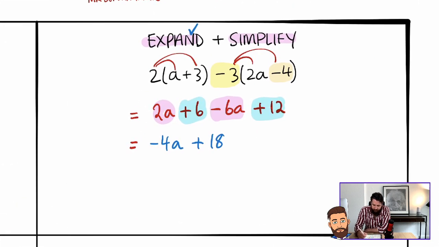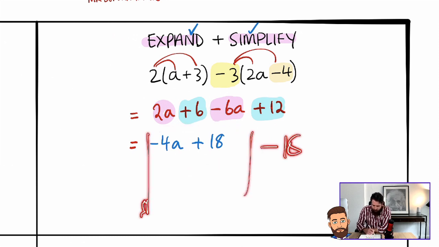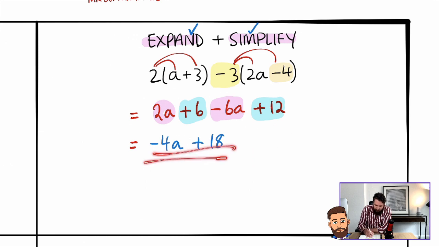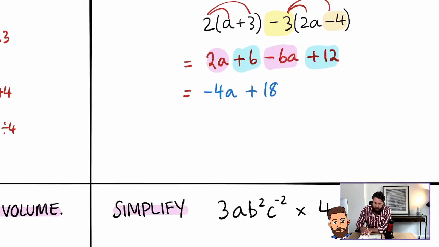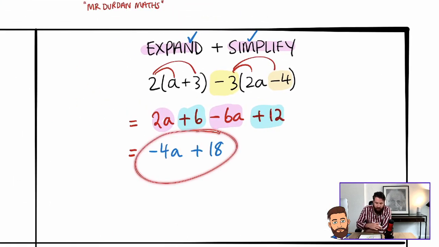From here we're done. Lots of students try and solve this now. They try and take away 18 from both sides, but there is no both sides. This is done. We have expanded and we have simplified. We don't need to solve. I see it all the time. That's your answer. You don't need to do anything else.